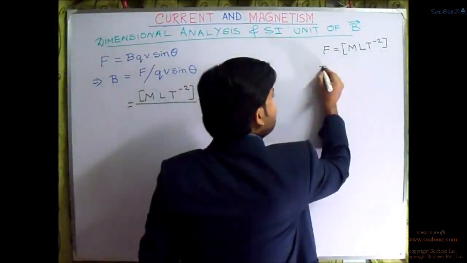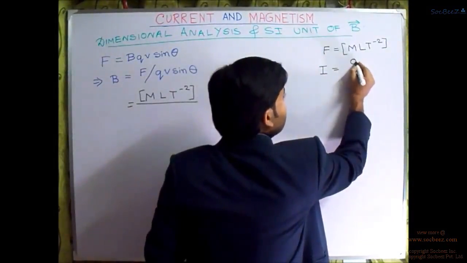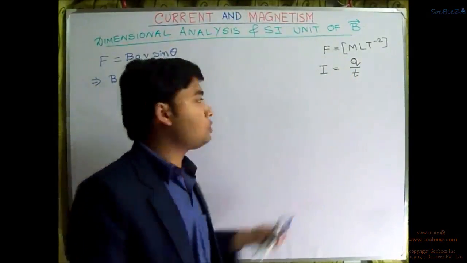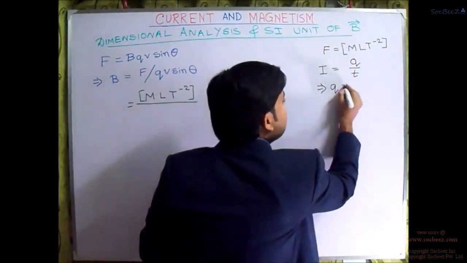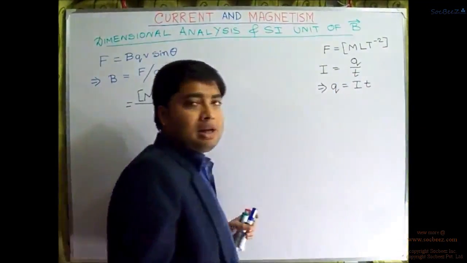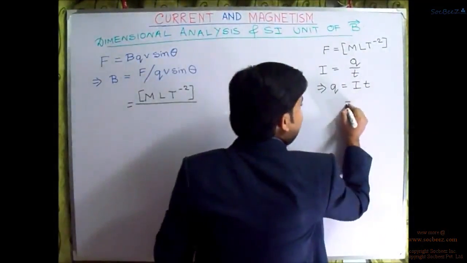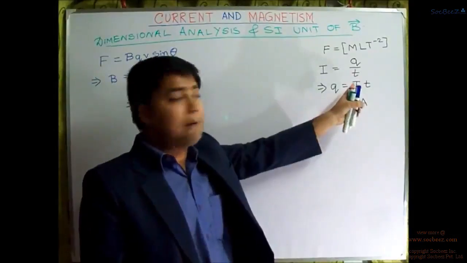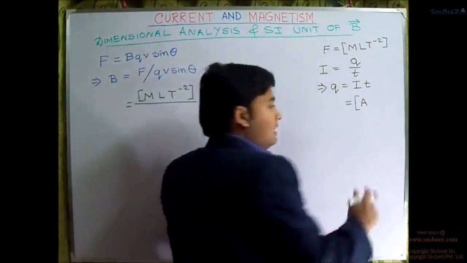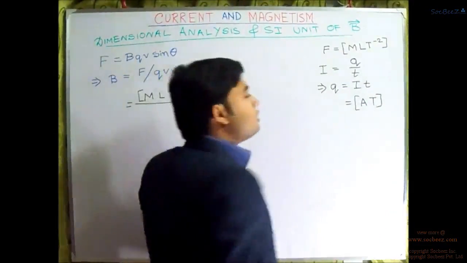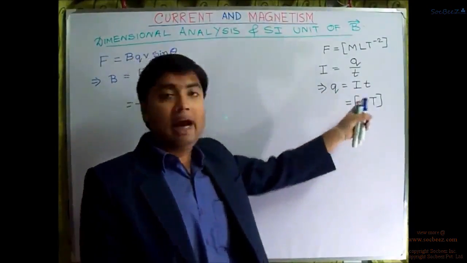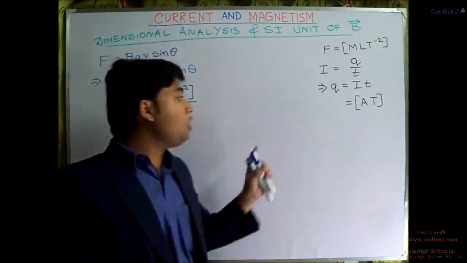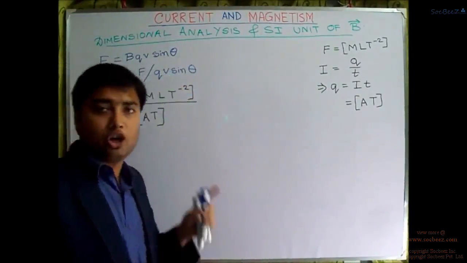And now for Q, what basically is Q? We know that I is equal to Q divided by T, the rate of change of charge with respect to time, or we can say that Q is equal to I T. The dimension of I is denoted by A, for ampere, and T is multiplied, so this will simply be T. So the dimensional formula of Q, the charge, will be A T. So we can write it as A T.